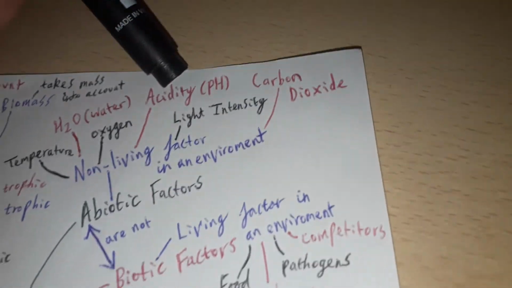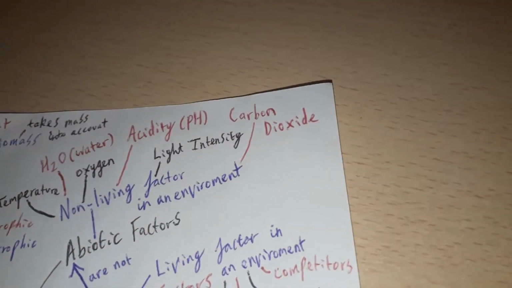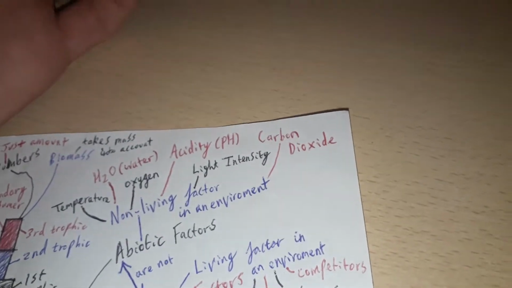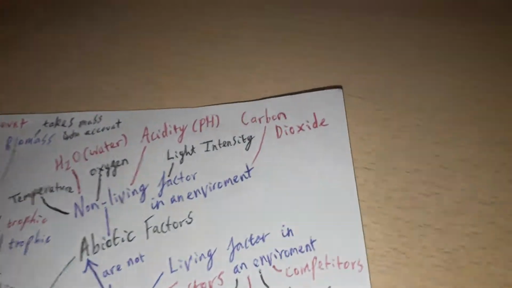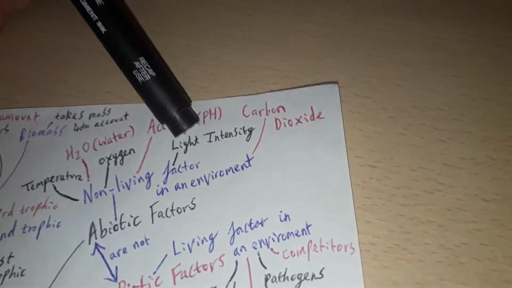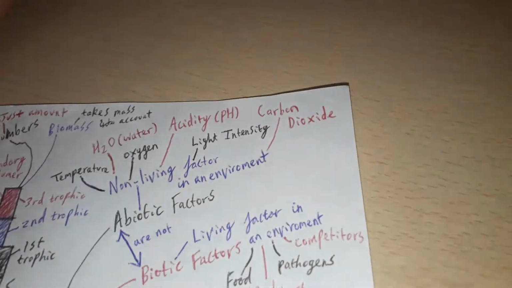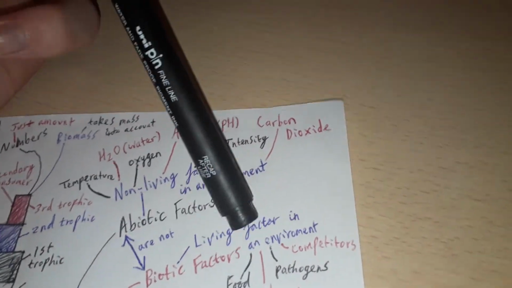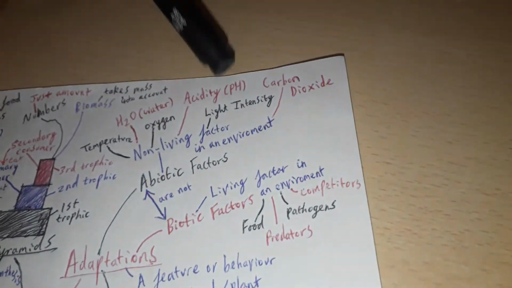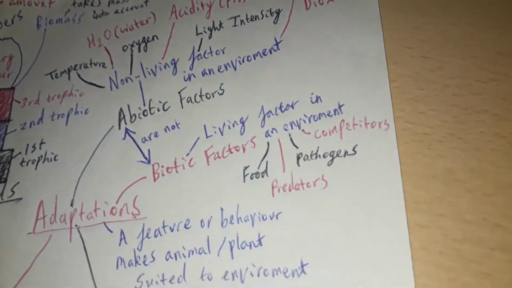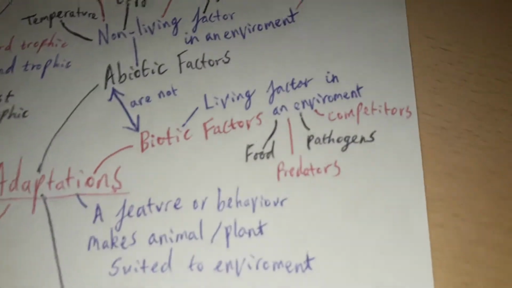When we're looking at acidity, it's mainly about the acidity of soil. Certain plants grow better in certain soils, and they've got used to that over time to thrive in certain places. Another thing is light intensity, and this is mainly a thing for plants, because they need it for photosynthesis. For example, seaweed has air bubbles in it, so it rises to the top of the sea and receives more sunlight.